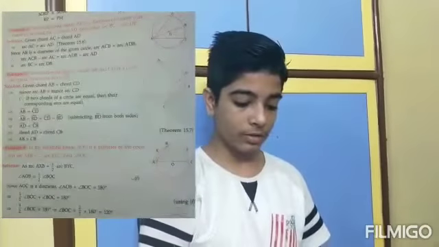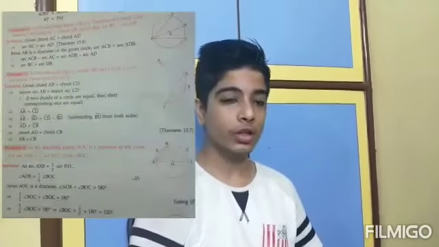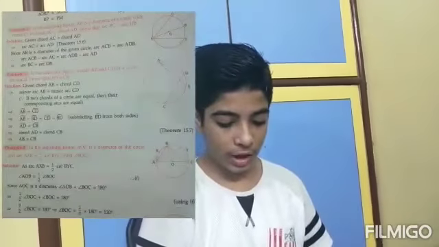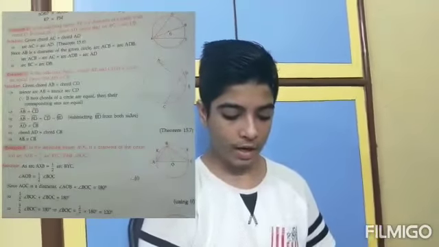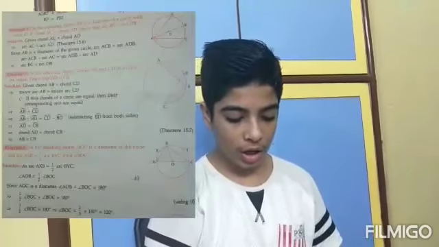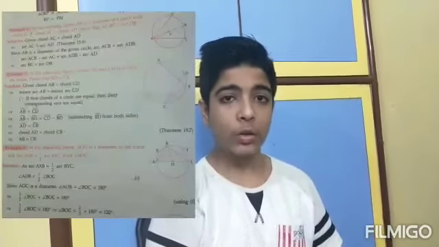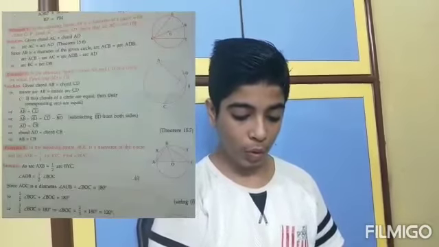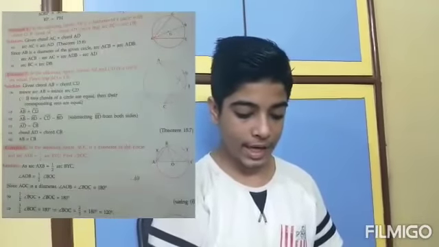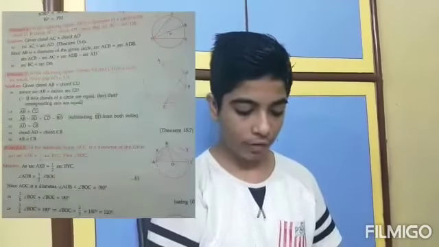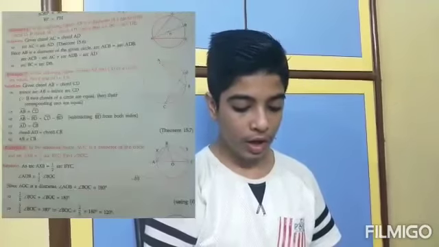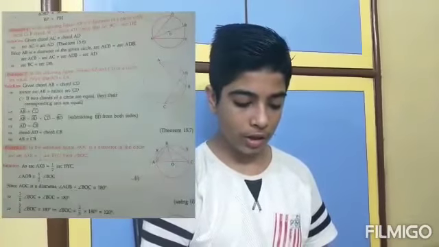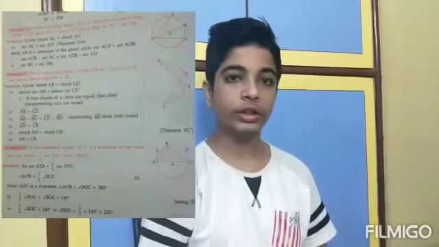Example number 6. So let's see what the question gives us. The question gives a circle with center O and a diameter AB which passes through the center, and we have been given two equal chords, AC and AD, and we have to prove that arc BC is also equal to arc DB. So let's see the solution.